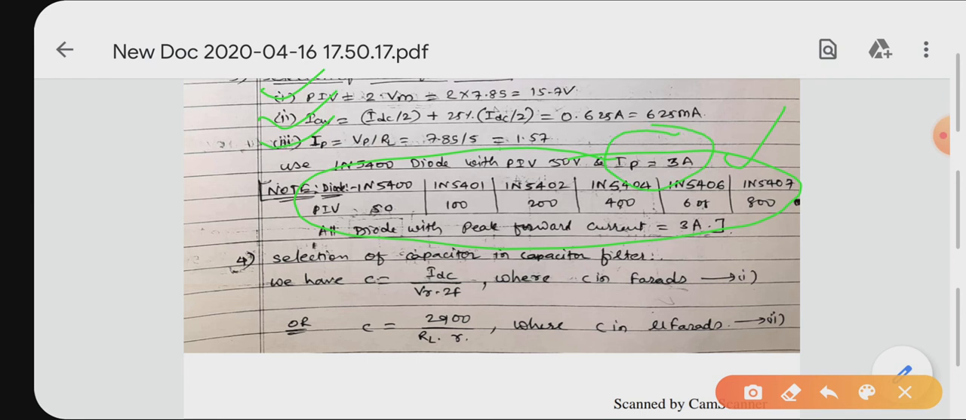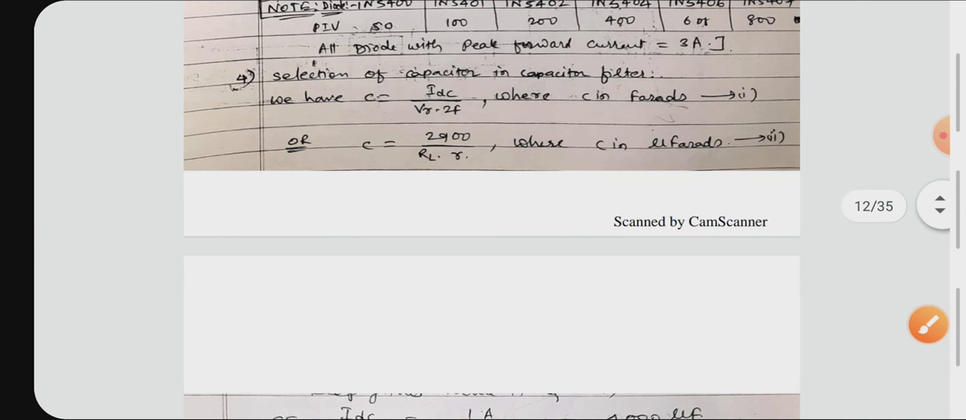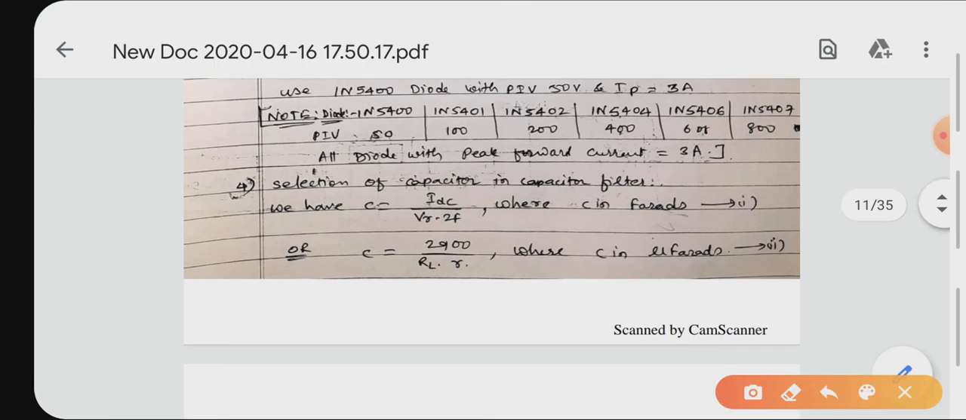Peak current for 1N400 series is 1 ampere. Here we have got IP equal to 1.57, therefore we are using this 1N5400 series. Okay, now next is selection of capacitor in capacitor filter. As I told you, you can use this formula. Either you can use C is equal to IDC divided by VR into 2F, or you can use C is equal to 2900 RL by R.